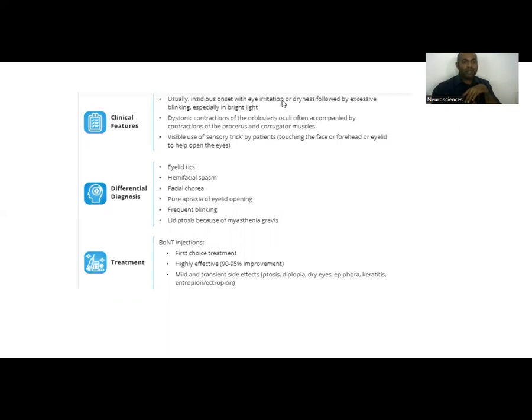Usually there is insidious onset eye irritation or dryness, followed by excessive blinking, especially in bright light. We can see dystonic contractions of the orbicularis oculi. Some people have a sensory trick: touching the face, forehead or eyelid helps to open. Differentials are eyelid tics, hemifacial spasm, facial chorea, apraxia of lid opening, and frequent blinking. Treatment is again botulinum toxin. So we'll see a video of that.